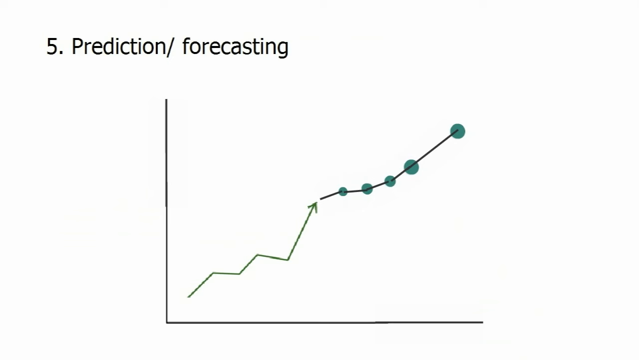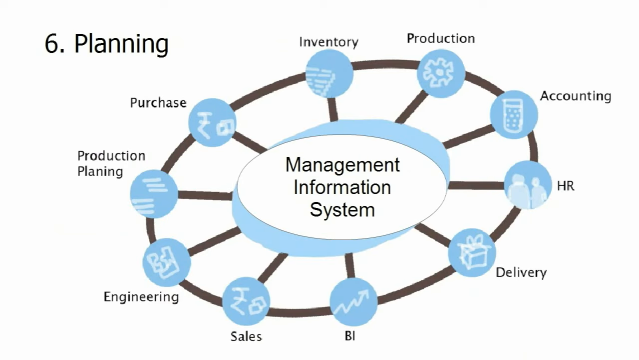With the help of modern arithmetic, statistics or simulation, MIS can predict business using historical data as a base. Reports are generated based on the enterprise's needs. These reports help management to plan in advance. This enables each functional department to work efficiently.